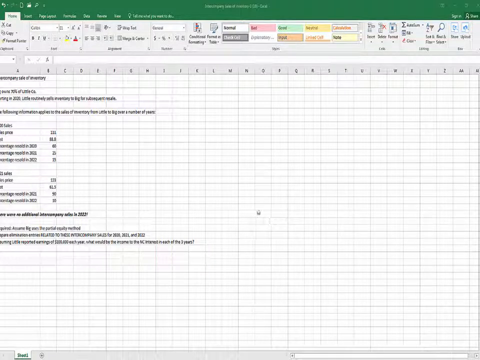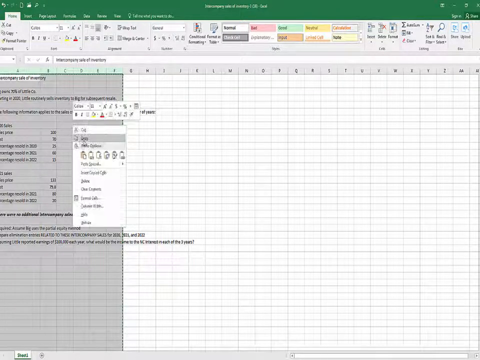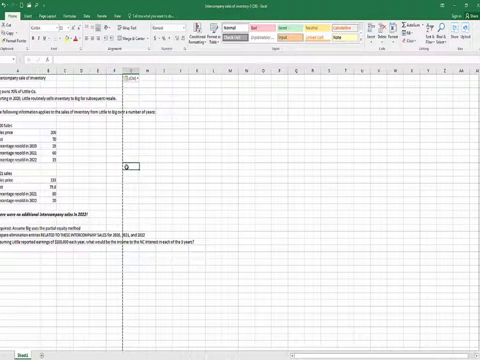Okay, let's go ahead and go through the solution to the intercompany sale of inventory problem. And again, here we see our various random numbers. First order of business, copy, paste as values. So we've got a bunch of fixed numbers now. And what do we have? We have Big owns 70% of Little.